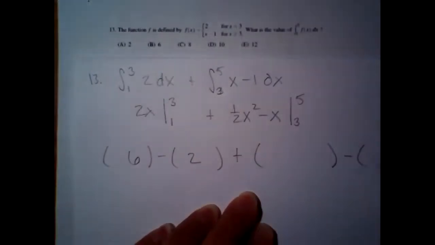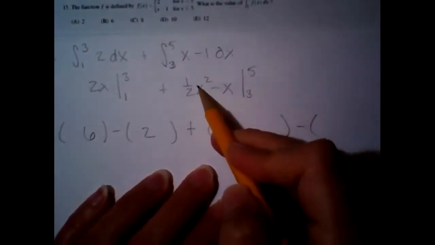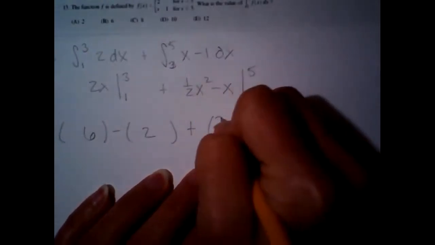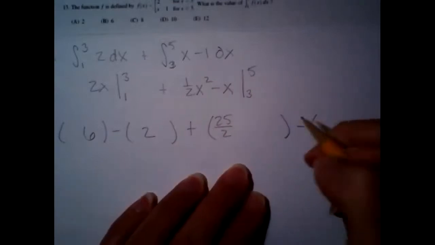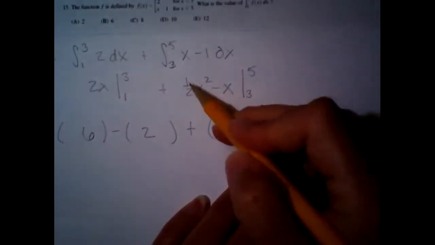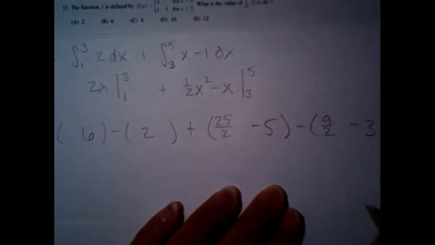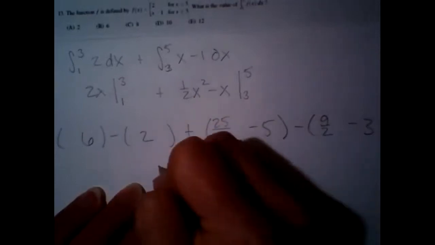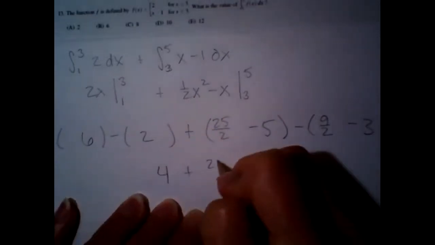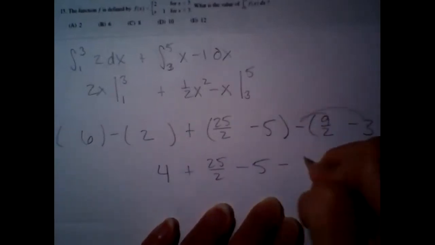And then this one, we're also going to do upper boundary minus lower boundary. So if you plug in 5, this would be 25 halves. I guess that'd be 12 and a half, however you want to say that, minus 5. And then if you plug in 3, you're going to have 9 halves minus 3. So let's see, 6 minus 2, this first part would be 4 plus 25 halves minus 5. I'm going to distribute this negative.